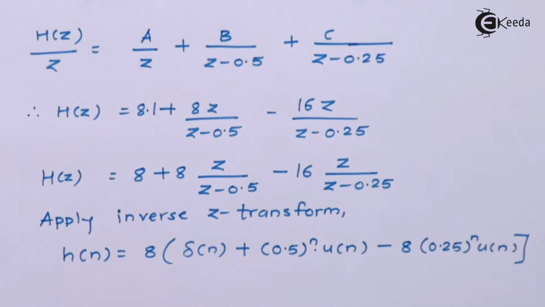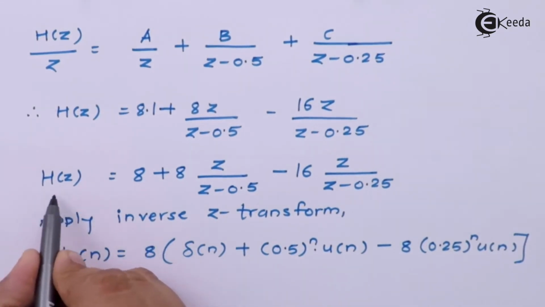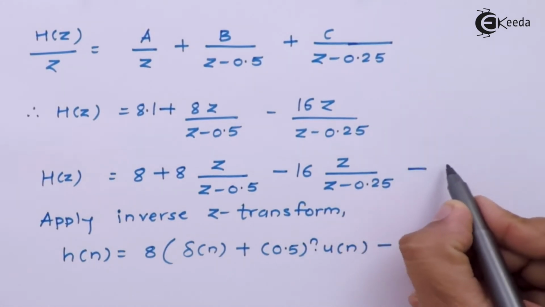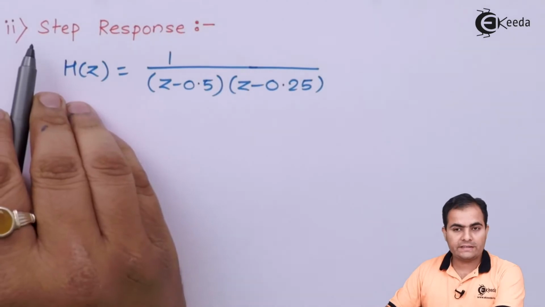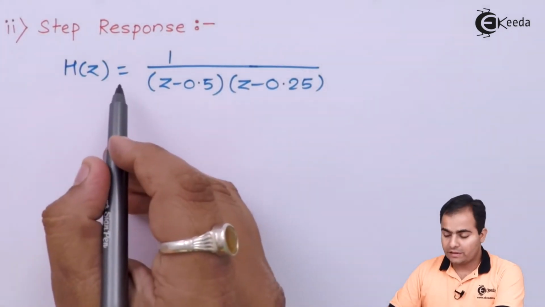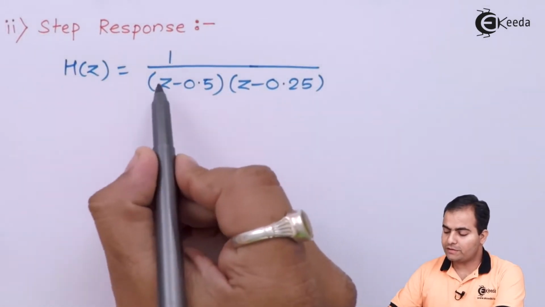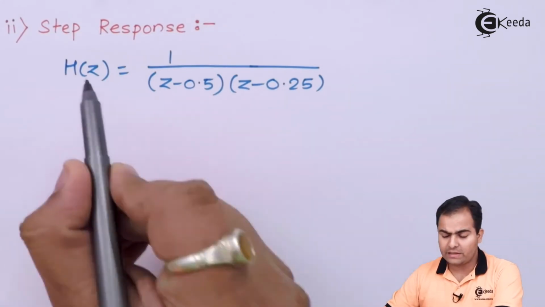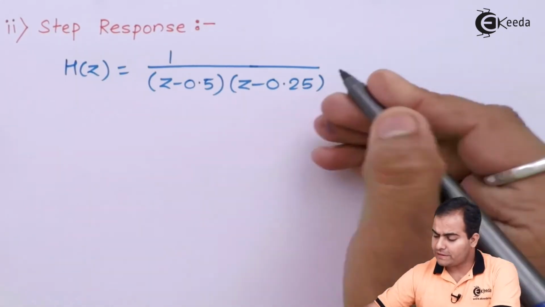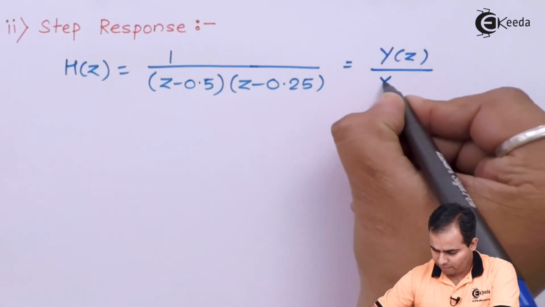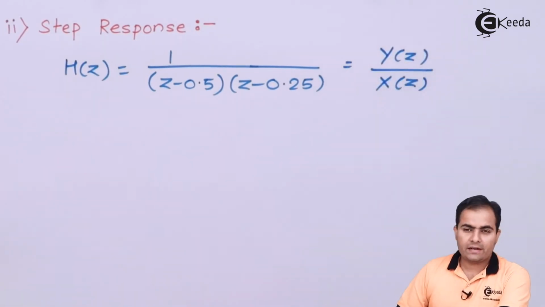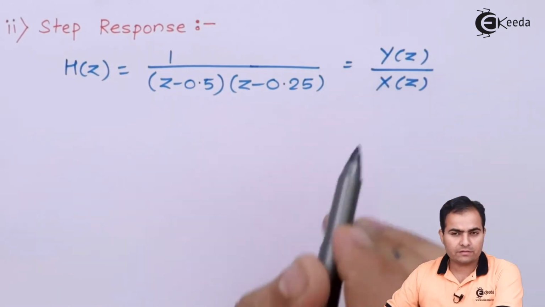Now we will calculate the next one, that is step response, but for that we require this equation. So let's say this is nothing but my equation number 4. Now the second part is step response. Now we will use the equation, that is H of z is 1 upon (z minus 0.5)(z minus 0.25). Basically, what is H of z? H of z is nothing but the ratio of the z transform of output response to the z transform of input response.